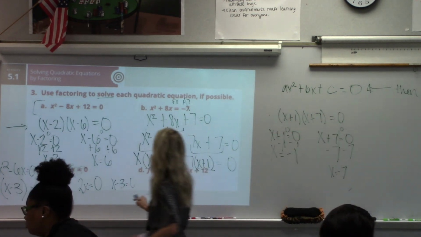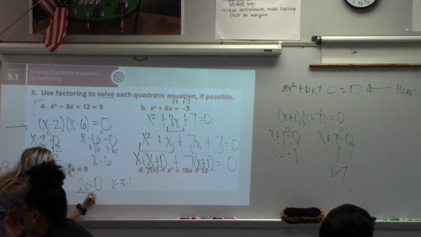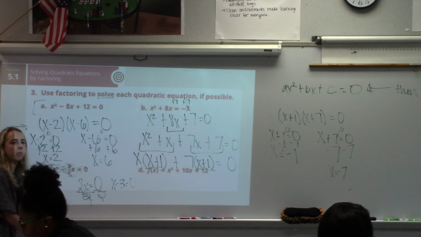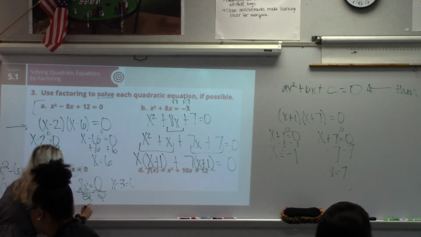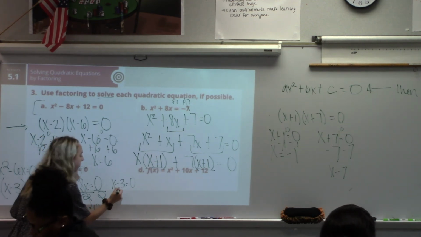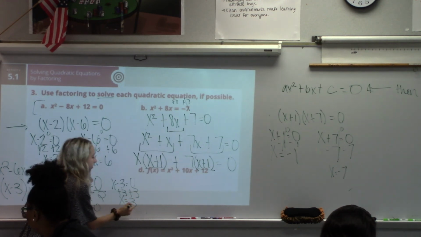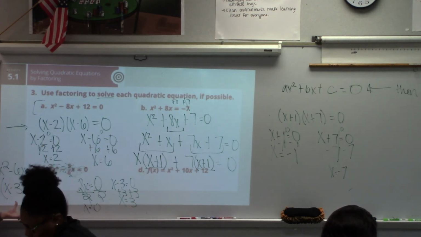Okay, so to solve for this x, we have to divide by 2. So what's 0 divided by 2? 0. Okay, so we have zeros at 0 and 3.